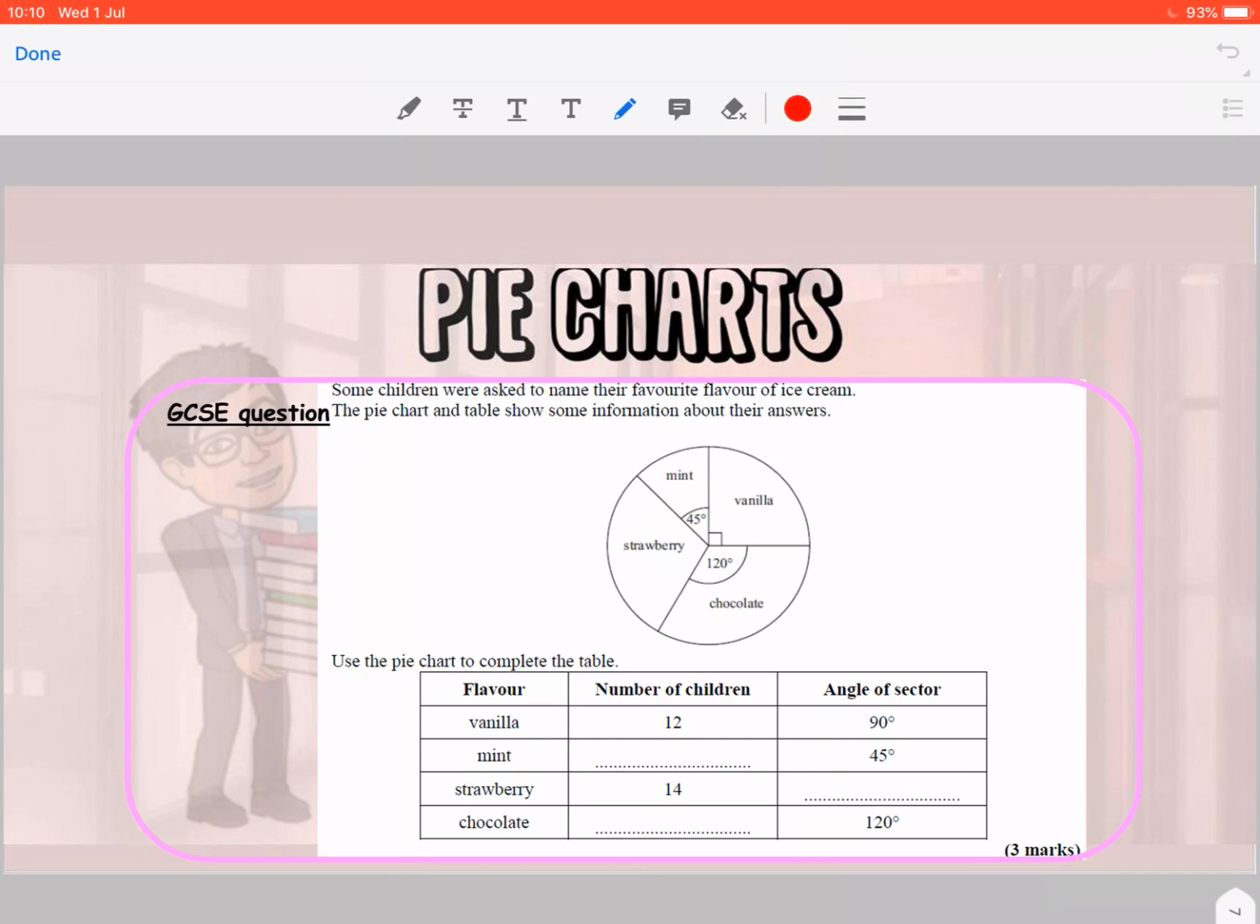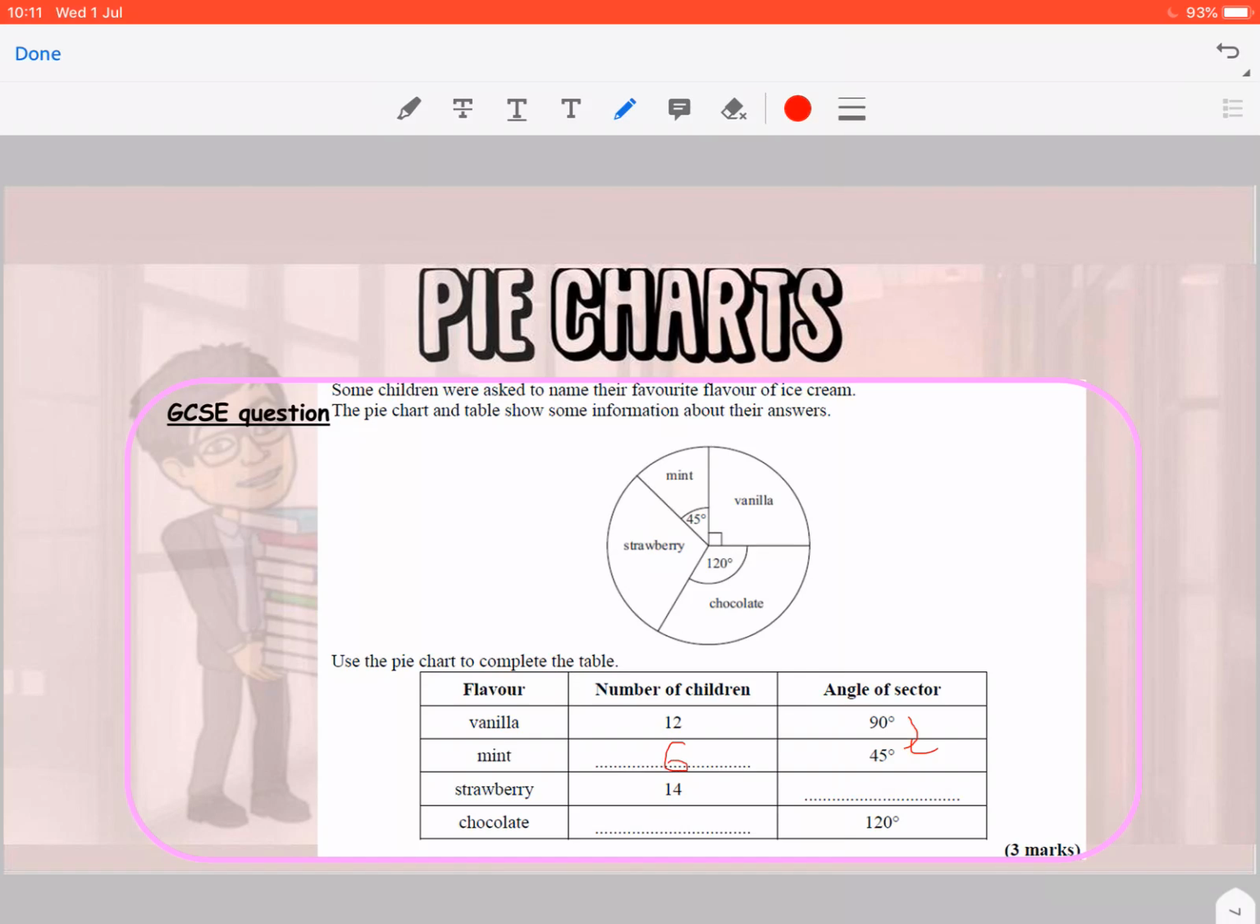So if you look at vanilla and mint first, look at these two. If I want to get from vanilla to mint, mint is half the size. So if mint is half the size and I want to fill in the number of people that did mint, it's going to be half the number of children. So half of 12 gives me 6. For strawberry, I may leave that one till last. What I'll do first is work out chocolate.